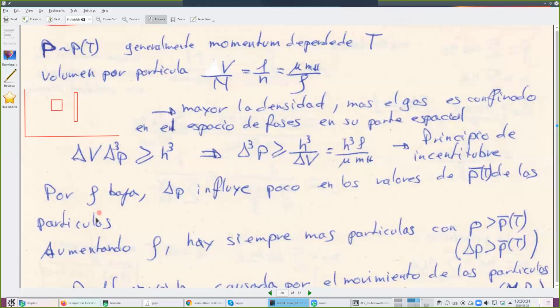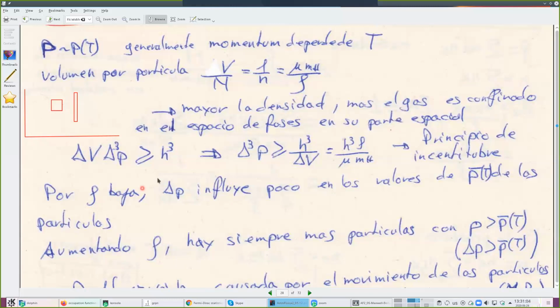So if you have a small density, it can be rectangular, horizontal, the momentum of the particle has no limit because the certainty is quite small, so it can go where you want.